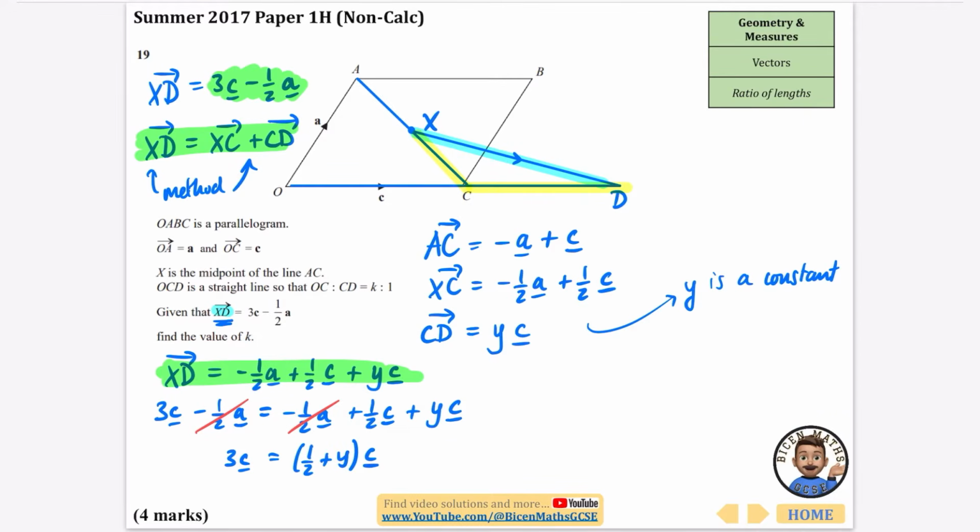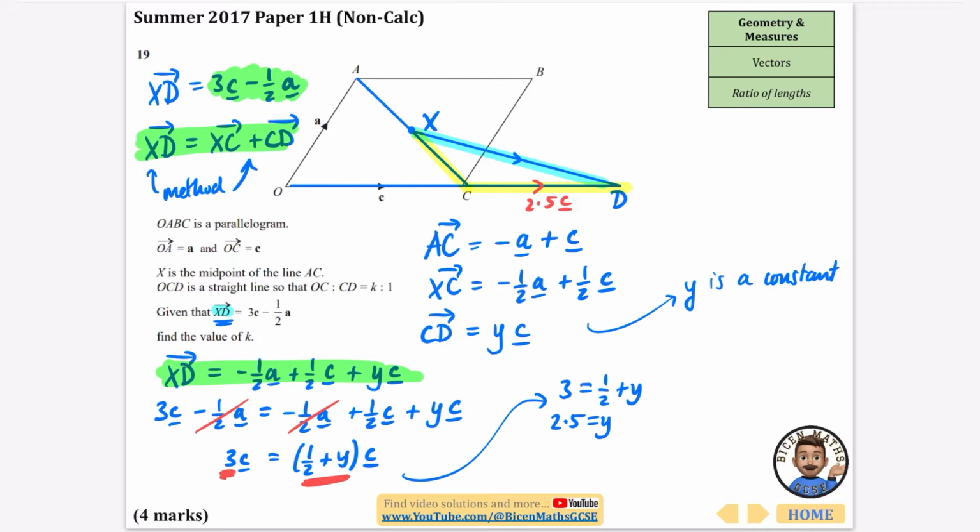So by comparison, we should be able to see that 3 must be equal to a half plus Y. So coming along here, we're now going to say that 3 is equal to 1/2 plus Y. Now this is non-calculator, so I'm going to subtract a half from both sides, and I get that 2.5 is equal to Y. Now this is telling me that if this one is C, this one is 2.5C. So we've now worked out that this vector running along the bottom is 2.5C. So let's see what the question says. Find the value of k if the ratio of this one to the ratio of this one is k to 1. So the ratio of this one is 1C, and this is 2.5C.